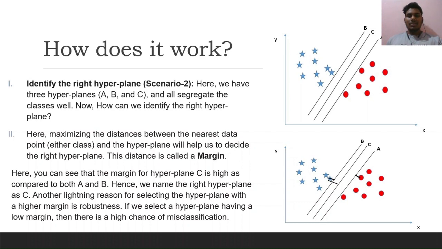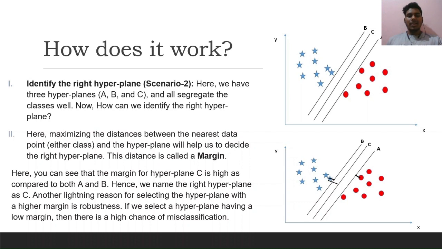In the above image we can see that A, B, C are placed in a particular order, and we can see that stars are in a particular plane and circles are in a particular plane. Here you can see that the margin from hyperplane C is high compared to both A and B, hence we name the right hyperplane as C.